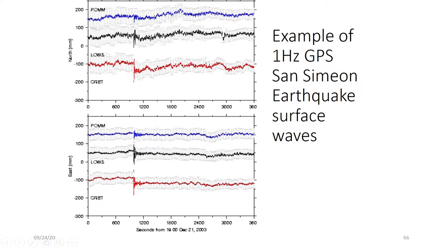And after this track data processing for these stations, you can see the amplitude and the offset at this station due to the San Simeon earthquake. These are the surface waves basically. It doesn't measure the P wave and S wave. It measures the surface wave. And you can use this data to estimate the surface wave magnitude. It is very, very beneficial.